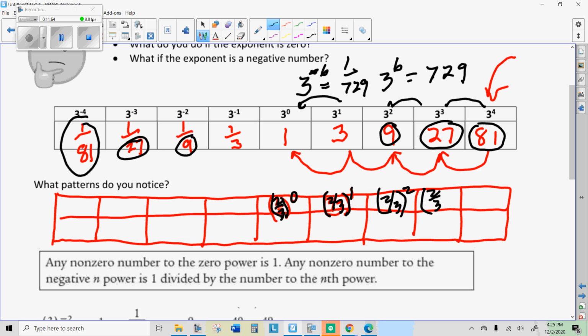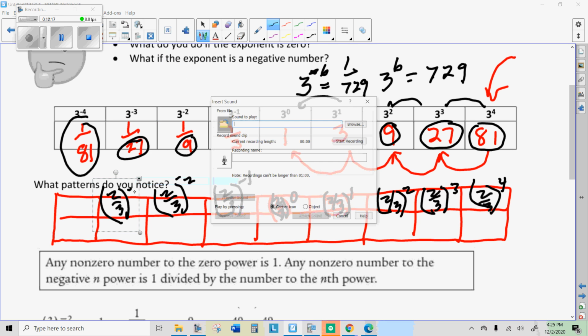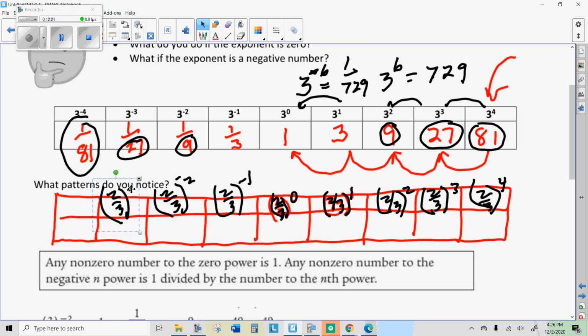I want to see what happens when we have a fraction and we raise it to a negative power. So 2/3 to the negative first, 2/3 to the negative second. And we're going to use our calculator again to help us do this. 2/3 to the negative third, and so on. And what I want you to do is, once we get these and you notice what's happening, maybe you can watch that pattern and be able to do these negative powers over here without even putting them on your calculator.